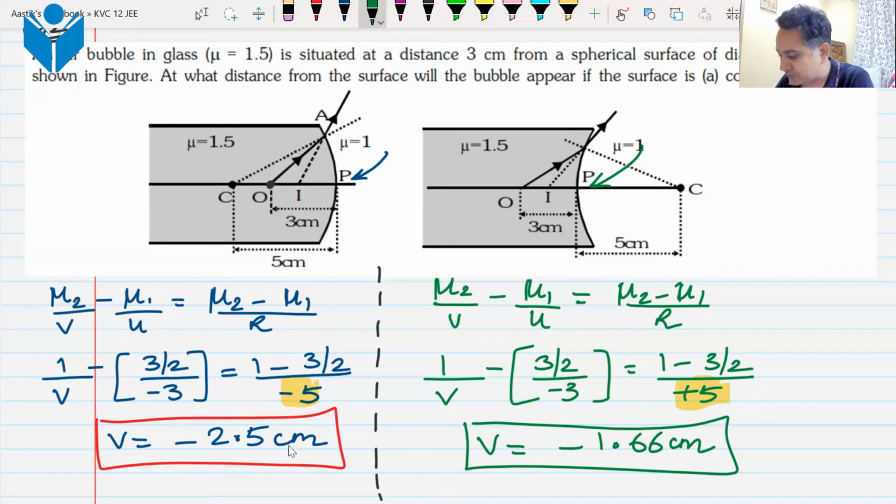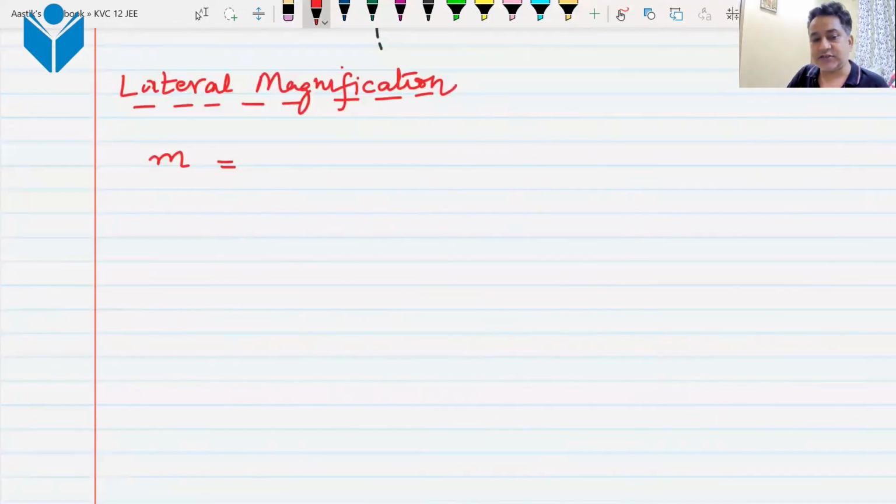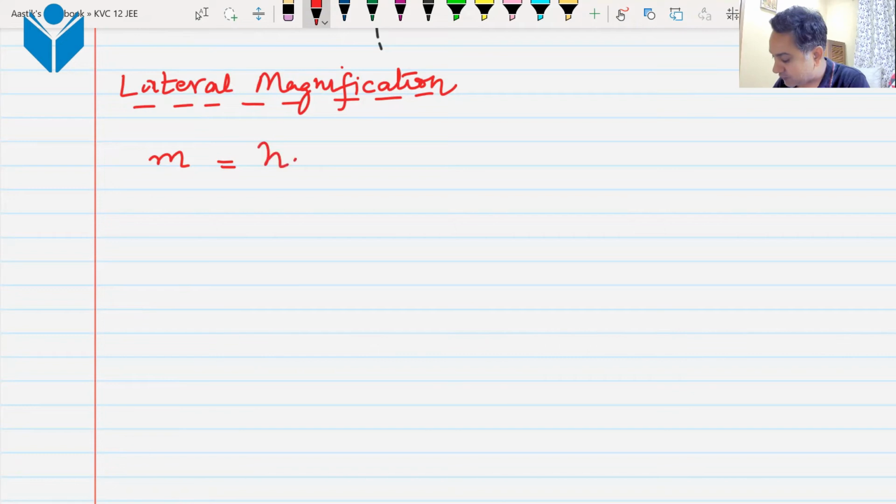Lateral magnification. Anyone knows the formula, my dear friend? Please raise your hands and tell me. Lateral magnification, M, the formula for lateral magnification by a curved surface, refraction. It is always equal to height of the image divided by the height of the object. Yes or no? Magnification is always like that.